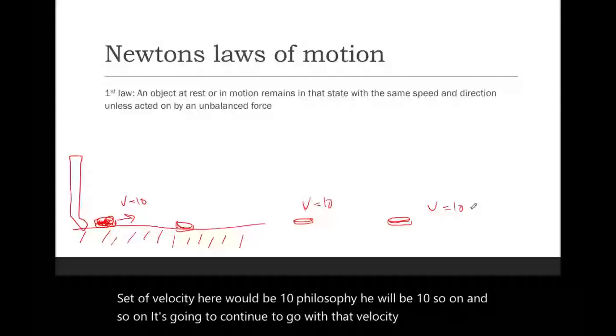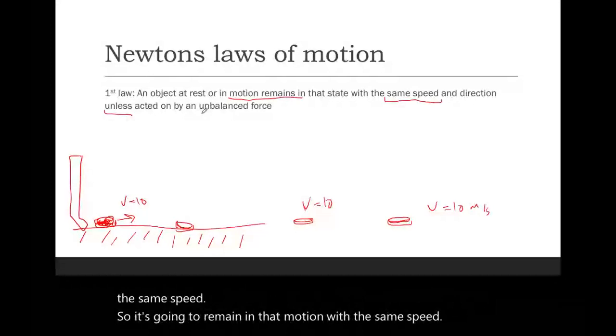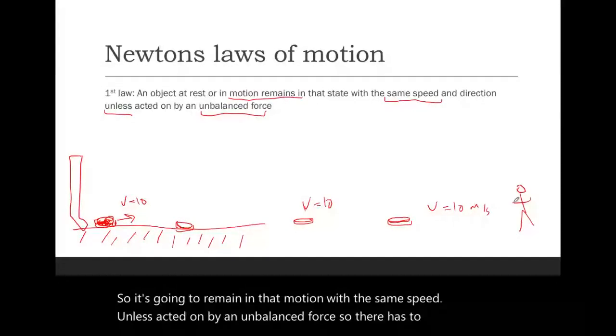So it's going to remain in that motion with the same speed, unless acted on by an unbalanced force. So there has to be another person over here with a stick to stop it. Okay, so that's the first law of motion.